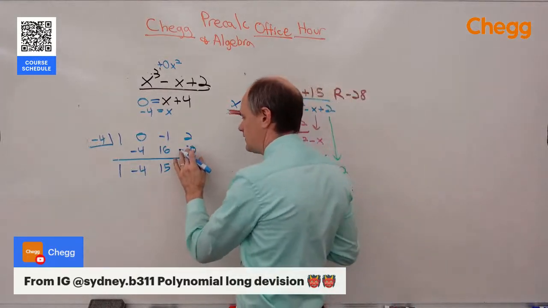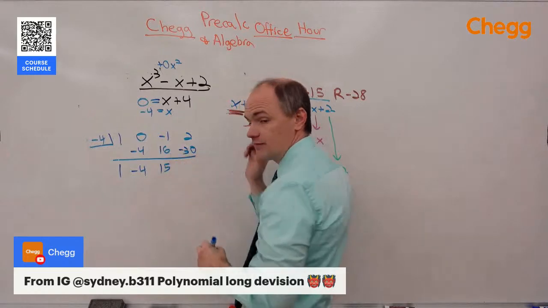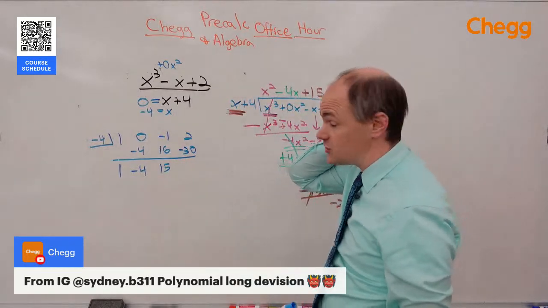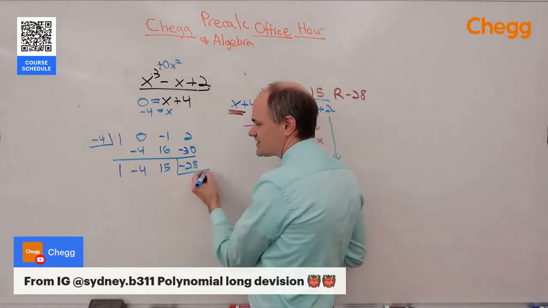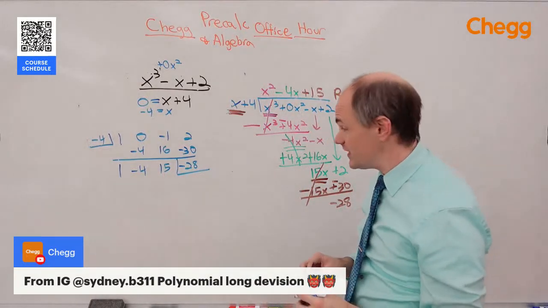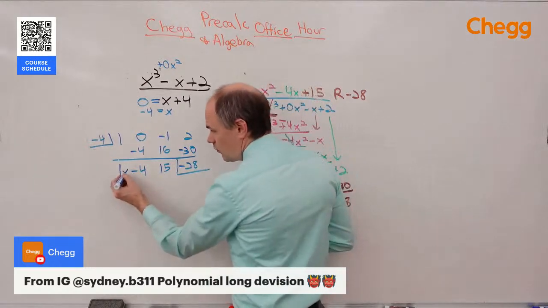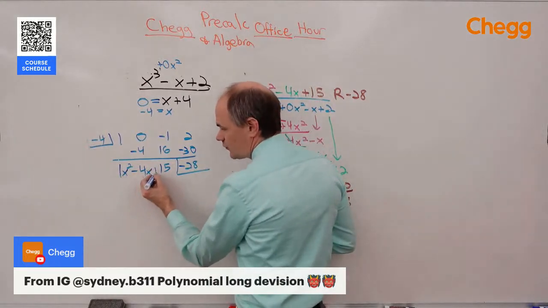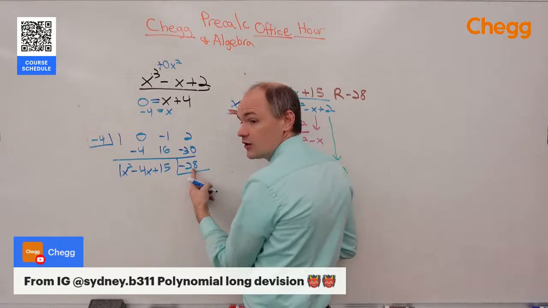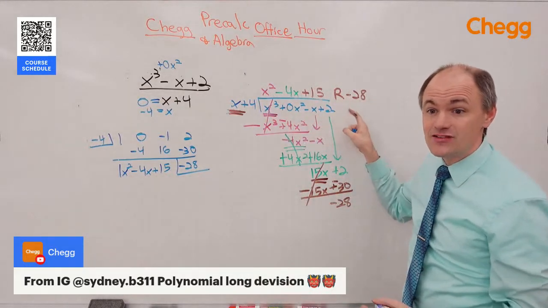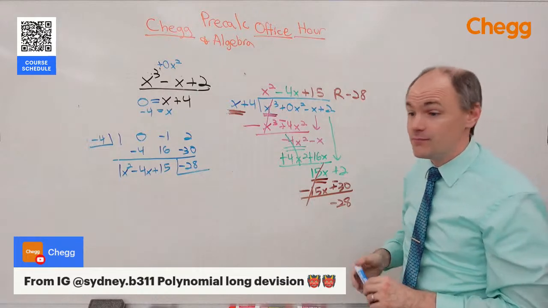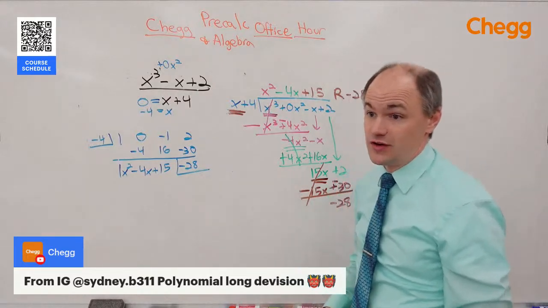Mental math sometimes gets you. Negative 60 and 2 is negative 58. The last number I'm going to stick in a box because the answer is going to be 1x squared minus 4x plus 15 with a remainder of negative 58. And notice that's the exact same answer we got up here, doing it by long division.